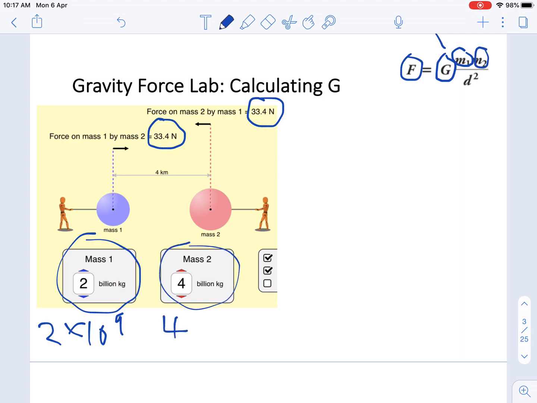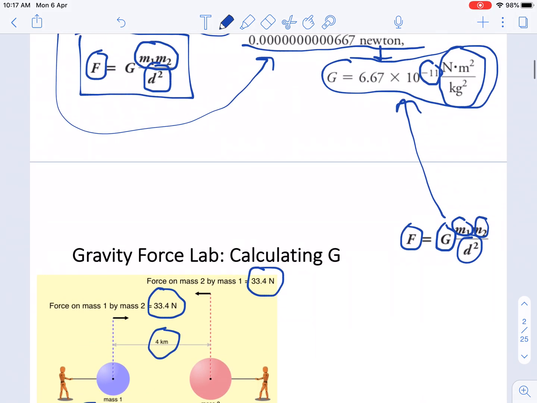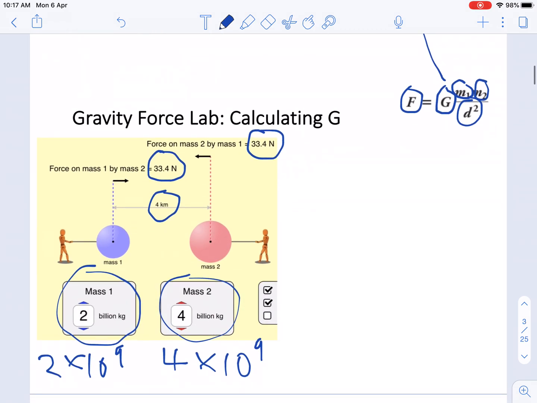Mass 2 is right here. It's going to be 4 billion kilograms. That would be 4 times 10 to the 9th. And the distance between them is going to be 4 kilometers. But you'll notice in the gravitational constant, the distance is actually in meters. So we can't use kilometers. We have to convert that into 4,000 meters. That's how many meters are in 4 kilometers.